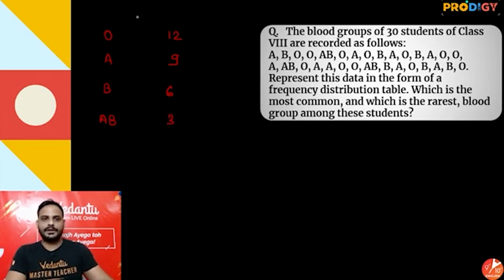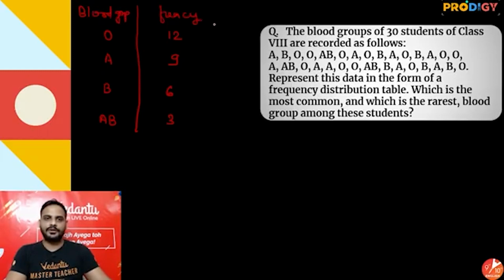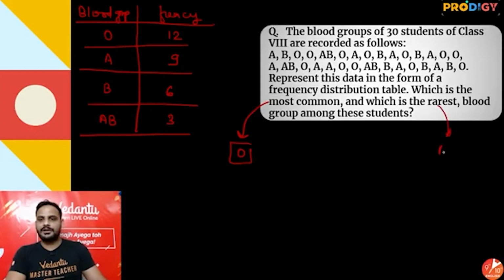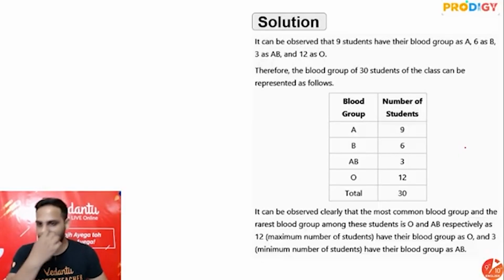ठीक है, तो बेटा, this is the frequency distribution table. This is your blood group and this is the frequency, how many students have got what. So guys, if you see this table, you can clearly see which is the most common. So O is the most common, and which is the rarest, which is the least. AB is the rarest group, right? Just by looking at this data, clearly we got this idea. All right, ठीक है बच्चों.